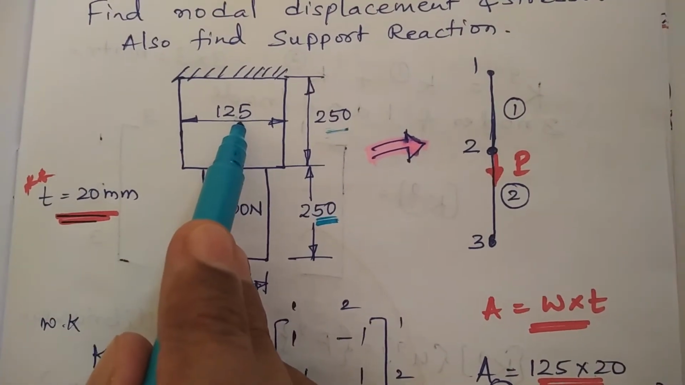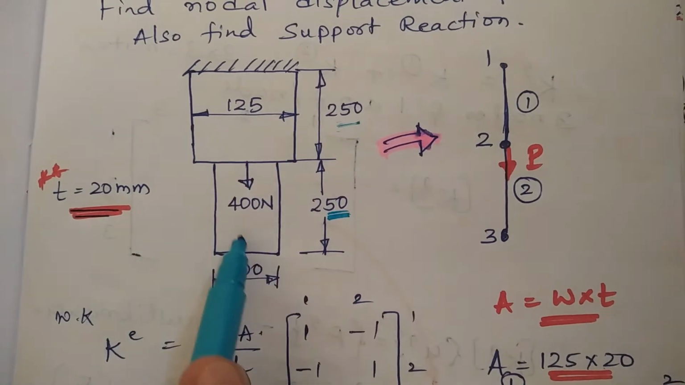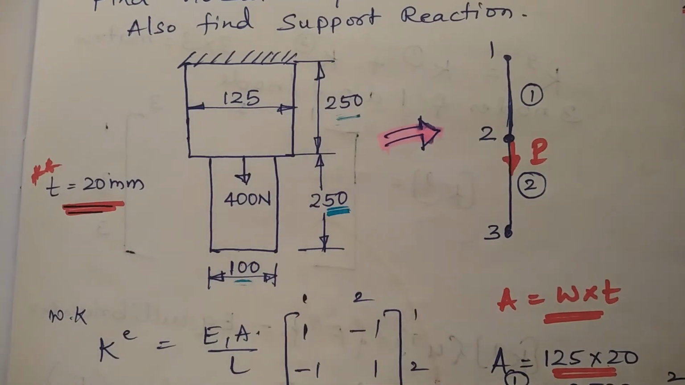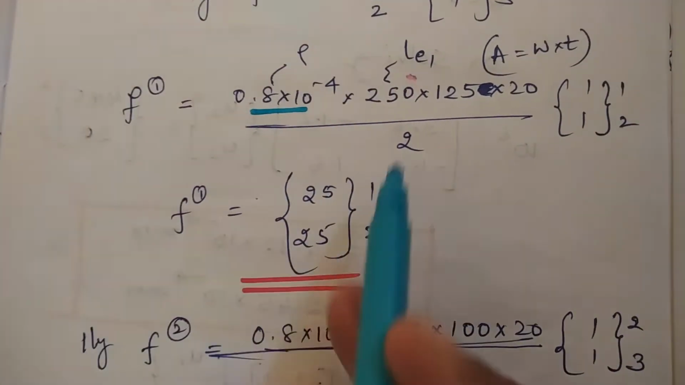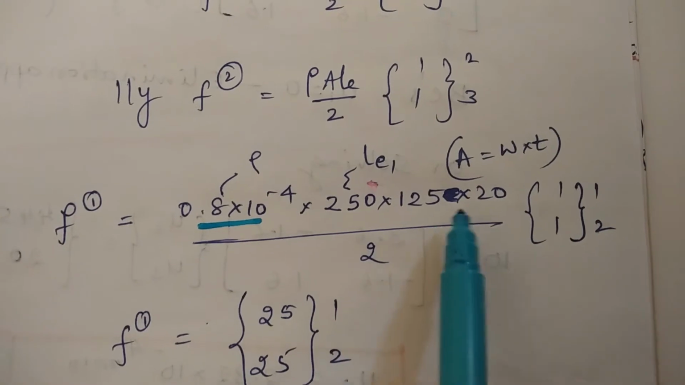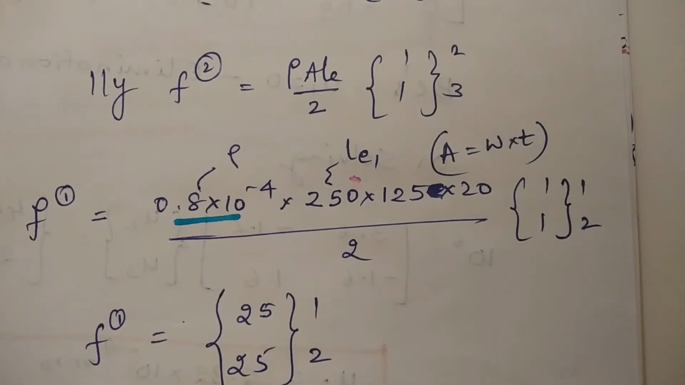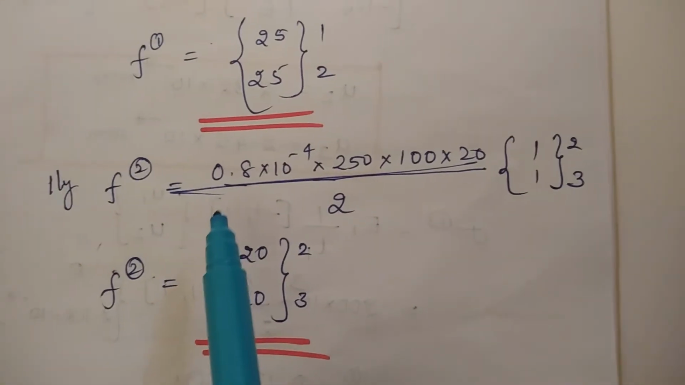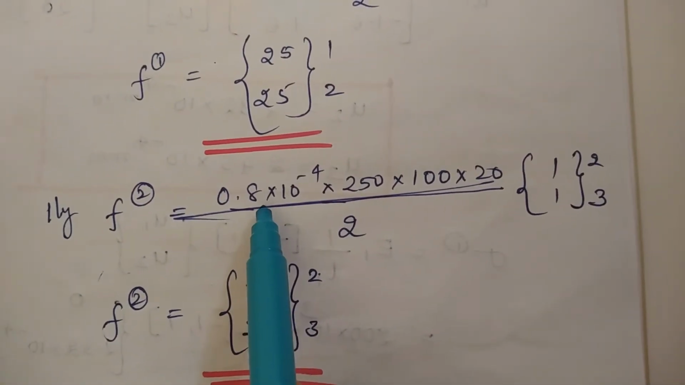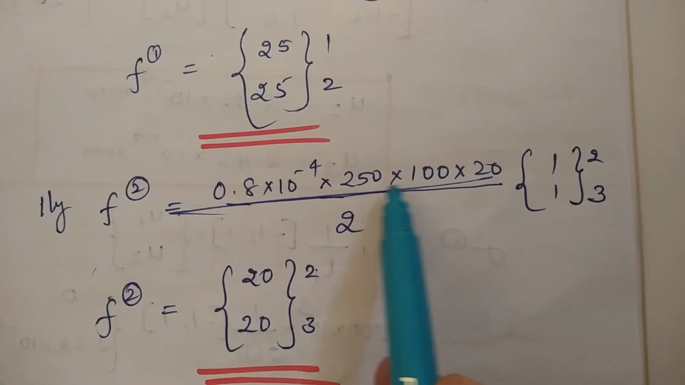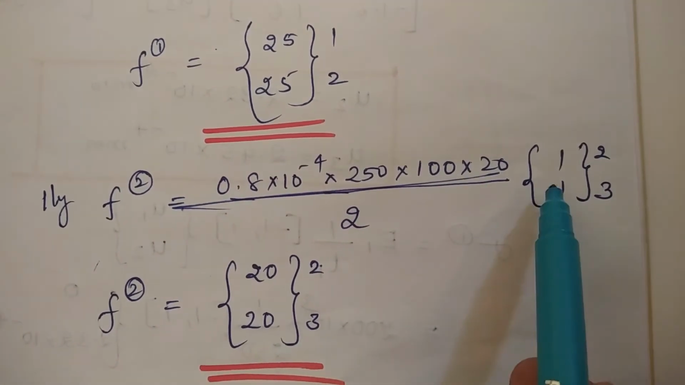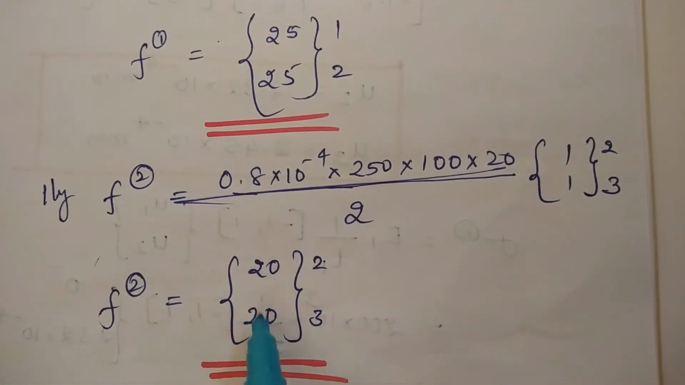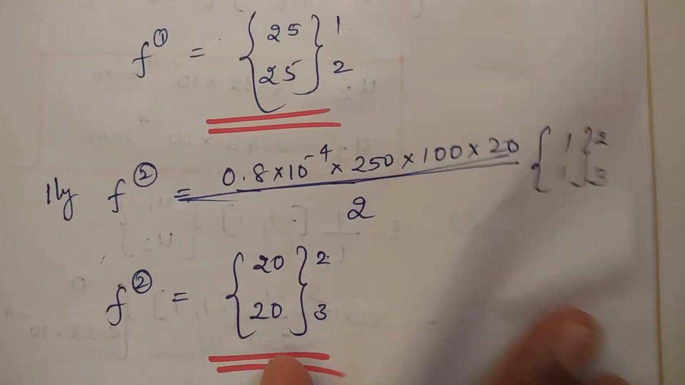So for portion 1 the area is W into T, 125 into T, that is 20 mm. Portion 2 it is 100 into 20. Okay. So observe here, 125 into 20 by 2, you get 25. That's the simplified value. Then come back to element number 2. You will be getting the same rho value, A L, 100 into 20 by 2 times 1 1. Then simplify this value carefully. You will get 20 and 20. Write the element connectivity 2 3.